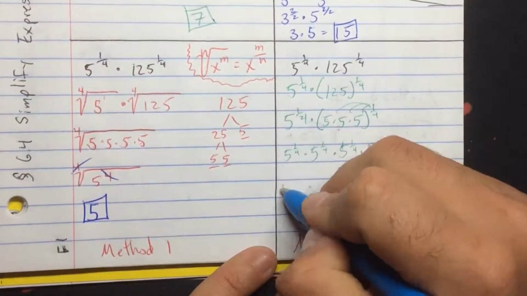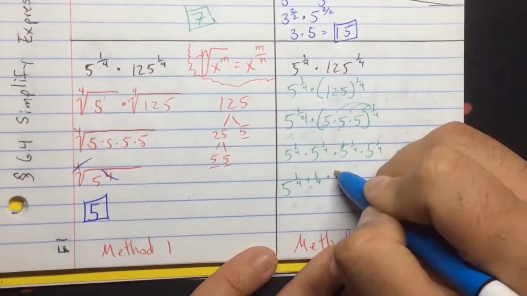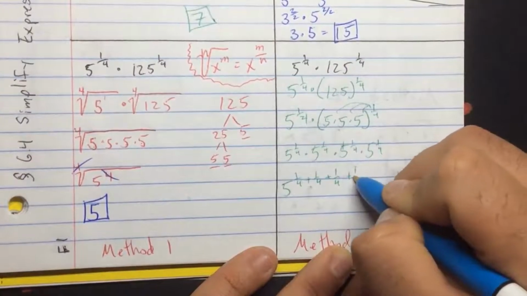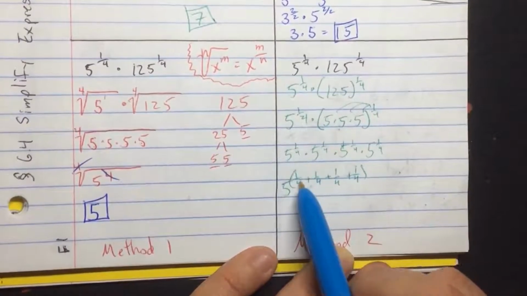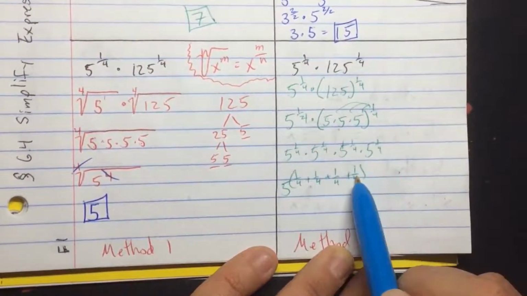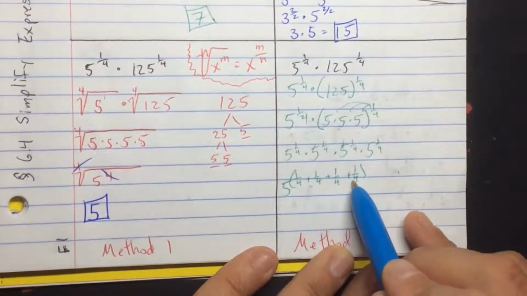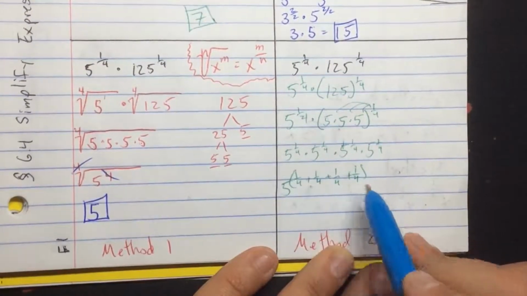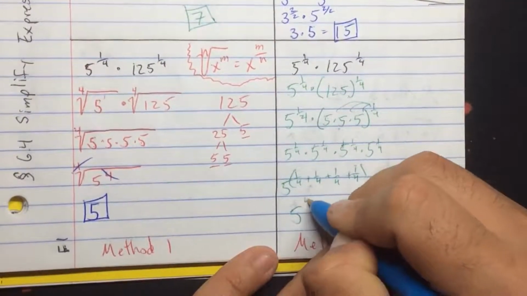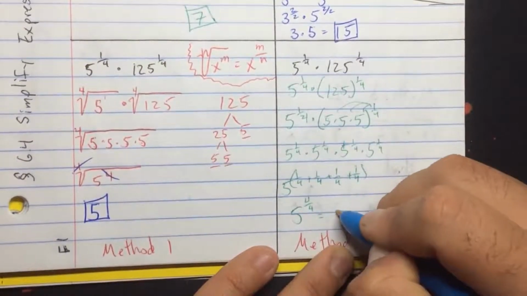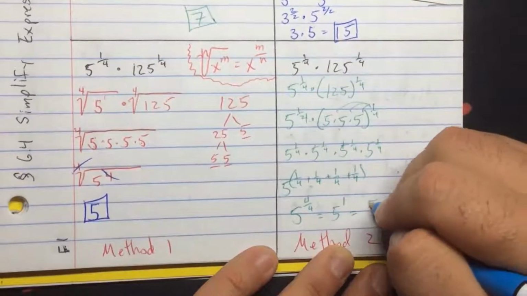So we have 5 to the 1/4 plus 1/4 plus 1/4 plus 1/4. Parentheses here, so it's 5 to the 1/4, first one, second one, third one, and last one, fourth one. And we know that 1/4 plus 1/4 plus 1/4 plus 1/4 all have the same common denominator, so we can add the numerators, and 1 plus 1 plus 1 plus 1 is 4. So it's going to be 5 to the 4/4, which is equal to 5 to the first power, because 4 over 4 is 1, and 5 to the first power is 5.